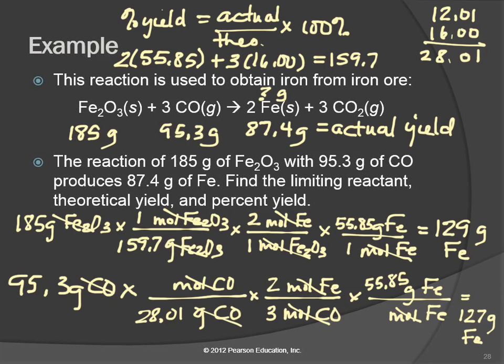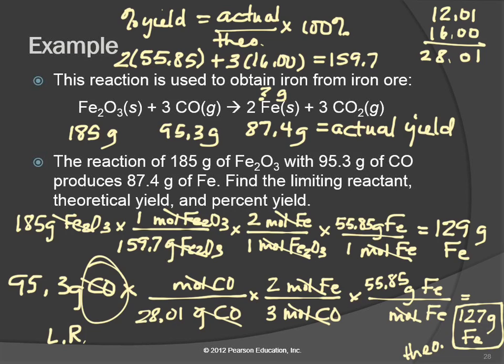What's my theoretical yield? 127, the smaller one. Call him Theo. So that's one of the things, the theoretical yield. What's the limiting reactant? Carbon monoxide. It's the one that gave us the smaller yield, the limiting reactant, LR.